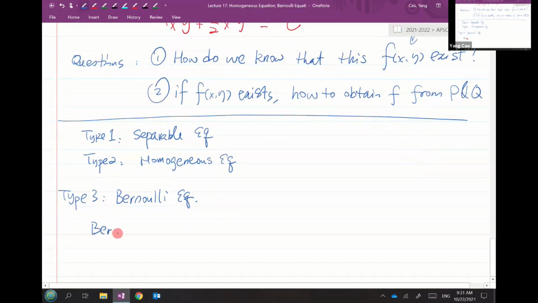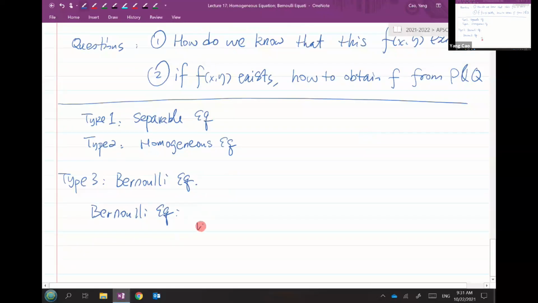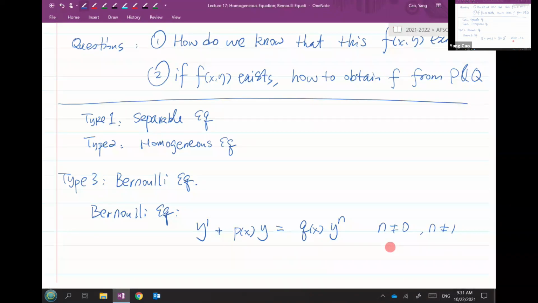The Bernoulli equation is defined by the following format: y prime plus p of x times y equal to q of x times y to the power of n. And n here is not 0, and n is also not 1. So n does not take 0, does not take 1. n can take any other numbers.